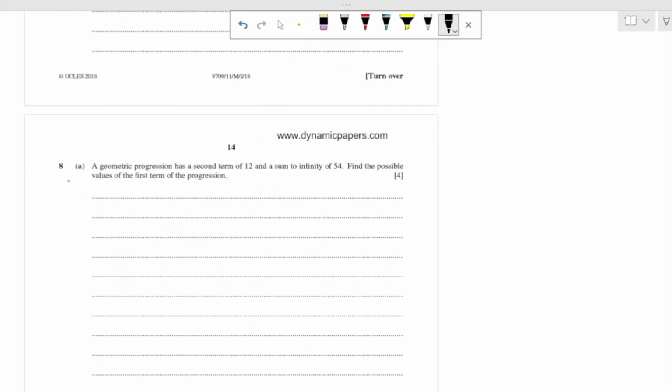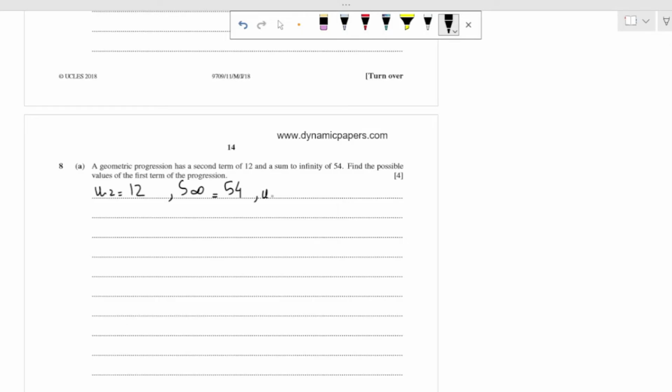Now we have come to question 8. A geometric progression has a second term of 12 and a sum to infinity of 54. Find the possible values of the first term of the progression. Again, we have a lot of information. The best thing we can do is to list everything we know. We know that the second term is 12, and we know that the sum to infinity is 54.